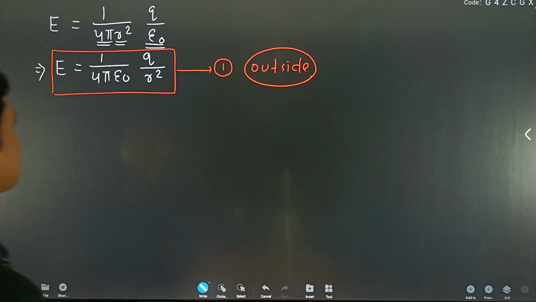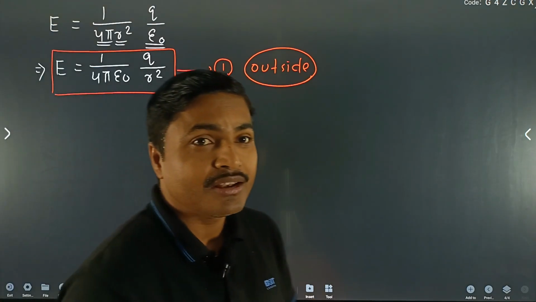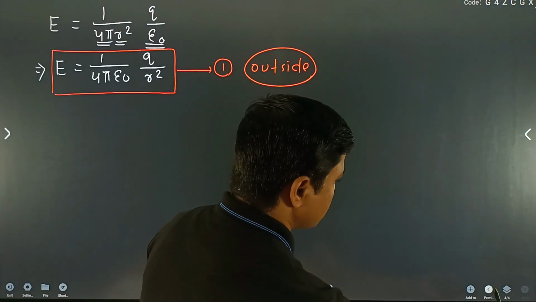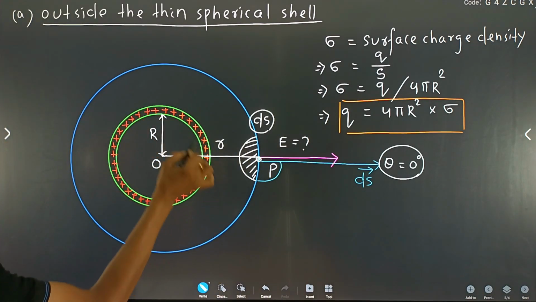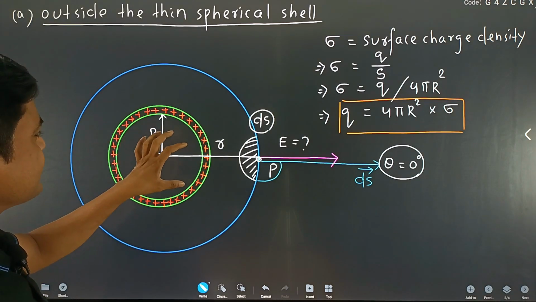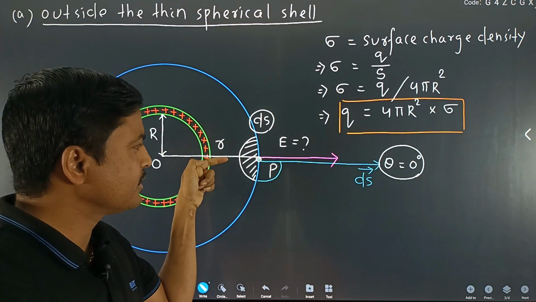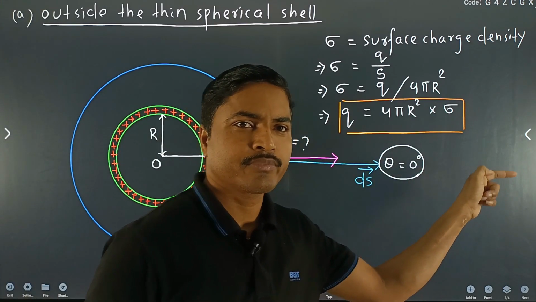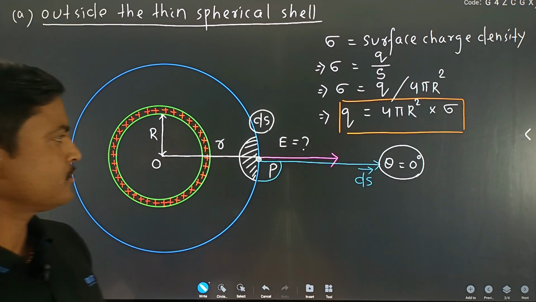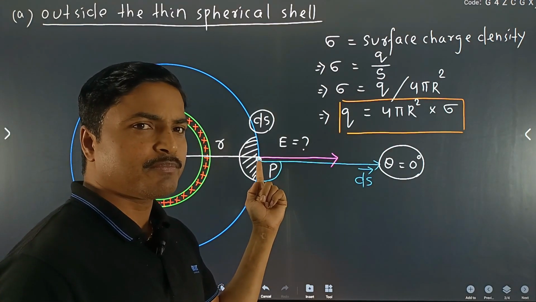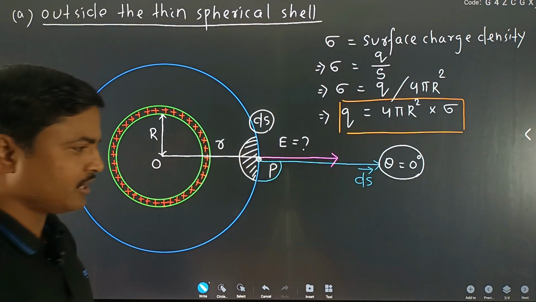Clear? And what is the direction of the electric field? Suppose the thin spherical shell is positively charged. If the thin spherical shell is positively charged, the direction of the electric field at point P is radially outward. And if the thin spherical shell is negatively charged, the direction of the electric field at point P is inward and along the radius vector. Clear?